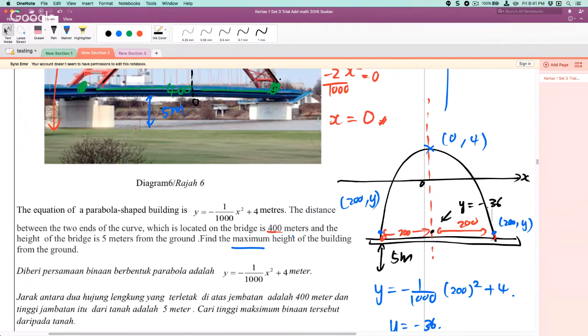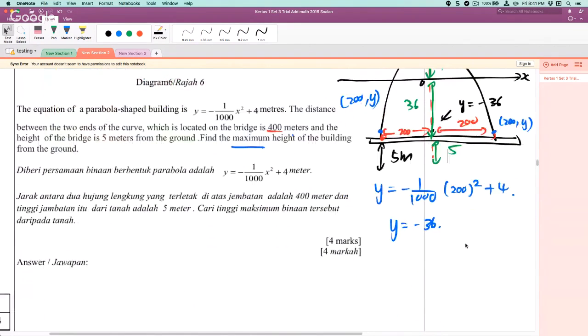All right, so now the question asks me to find the total height. In order to find the total height, I will just add the 4 meter here, and then I add the 36 here, and then I add the 5 here. So this is 4, this is 36, this is 5. In order to get the maximum height, the maximum height should be 5 plus 36 plus 4. All right, so it should be 45.